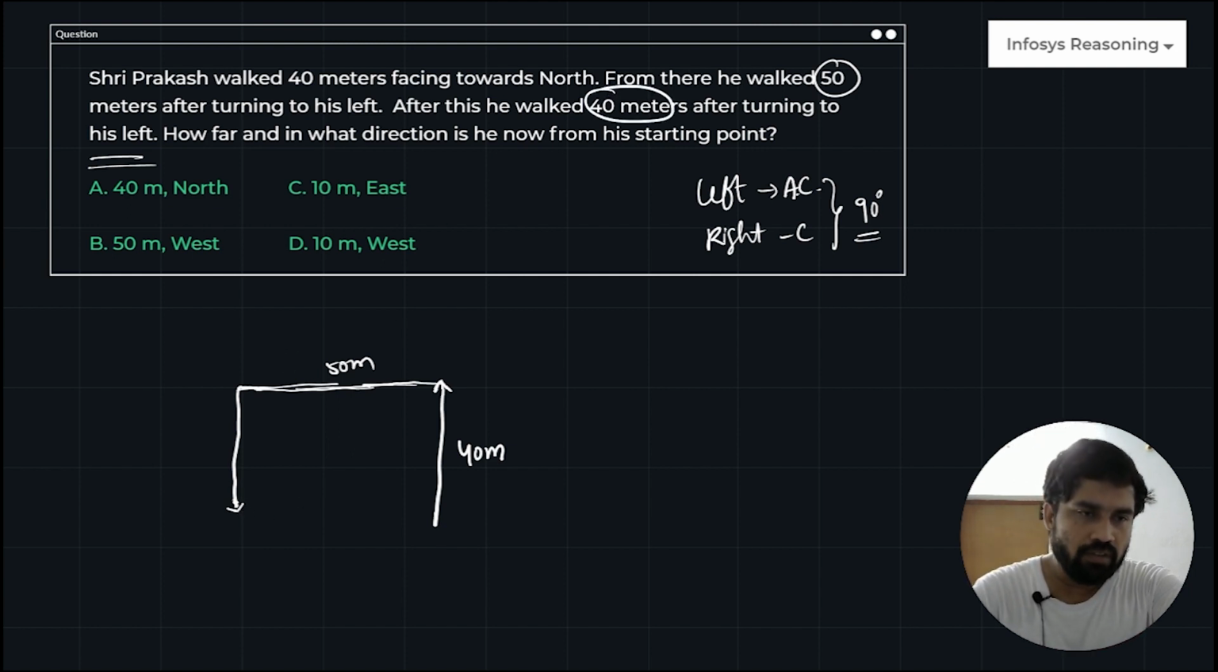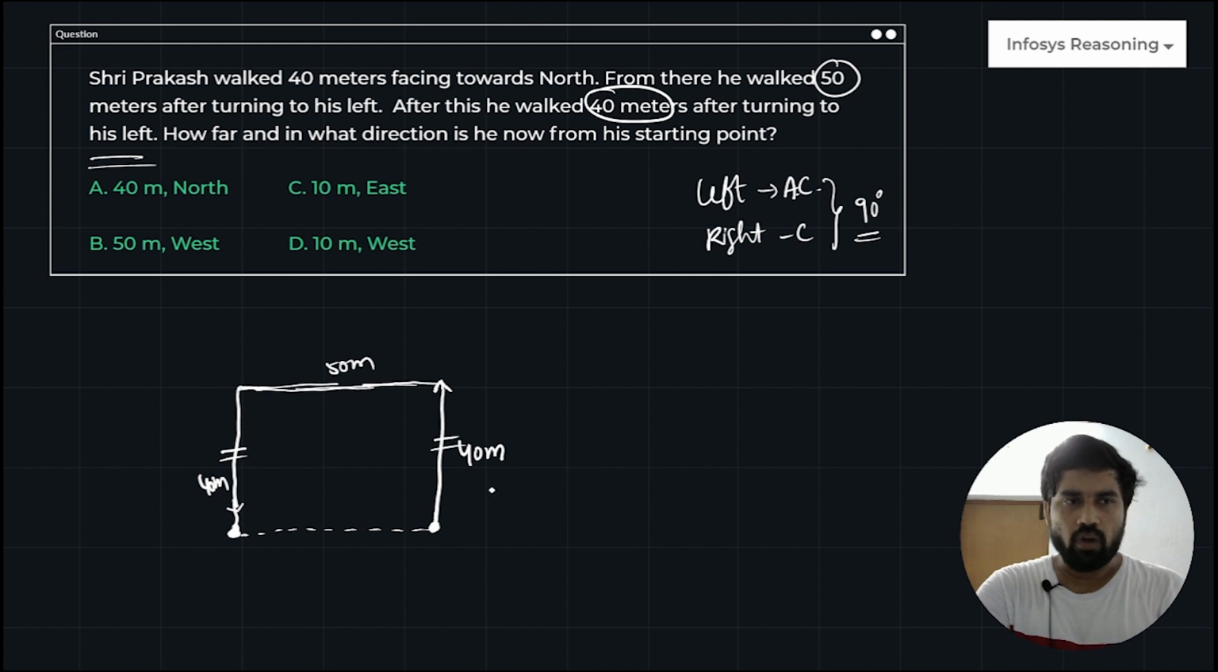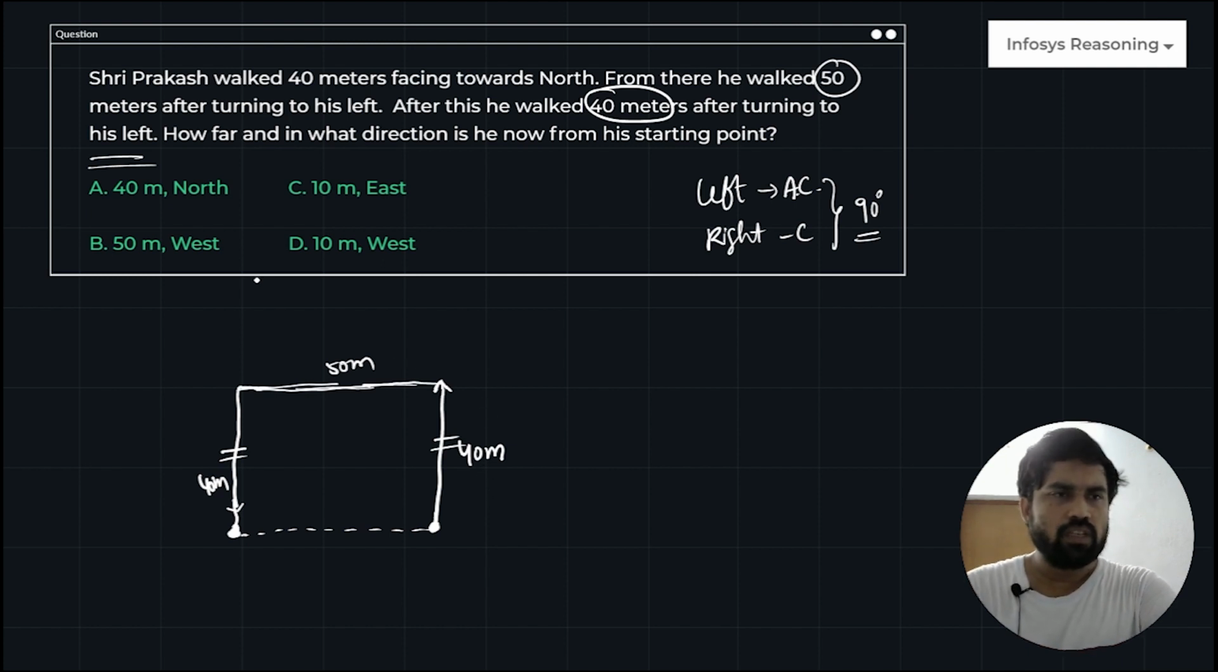So the vertical displacement is also 40 meters here. 40 meters means these two vertical lines have the same height or length, so that the starting point and this point will be on a straight line. This is what you have to know always. Okay, so yes, the data was completed. Let's go to the question now.